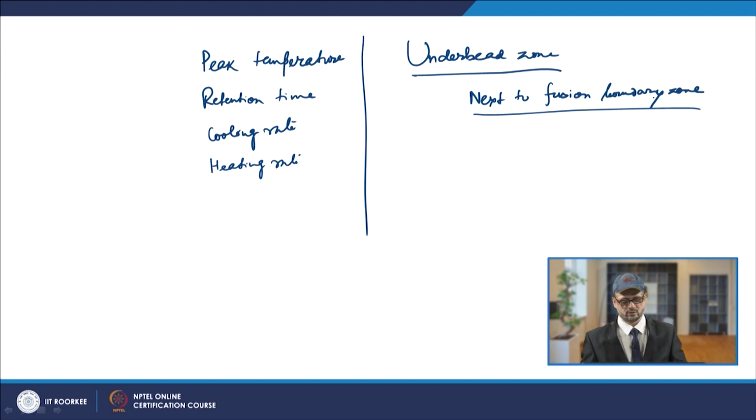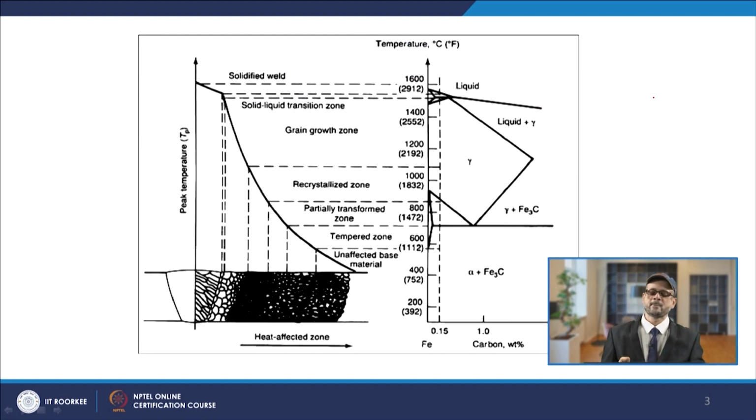So, in every fusion welding process you will have a zone where the temperature is higher, so you will have the growth of the grains. So you have the underbead zone, and that zone, as you see here, is next to your solidified weld, and then you will have this solid-liquid transition zone. That tells you about the placement of it.